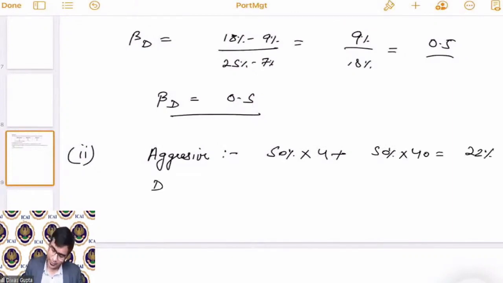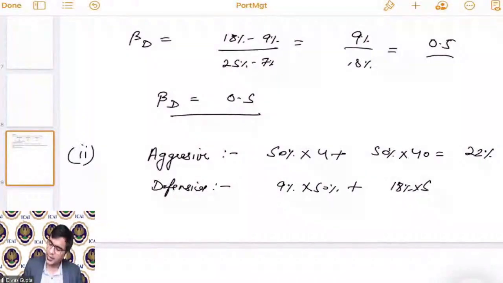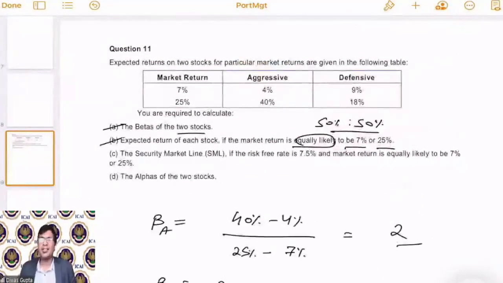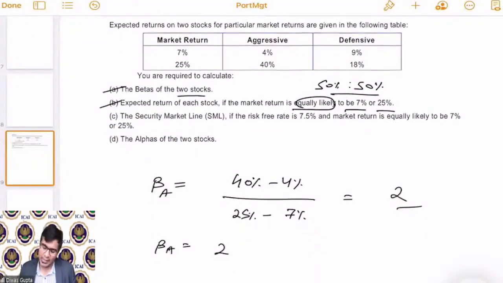Okay. The defensive will be how much? 9% into 50% plus 18% into 50%. Correct. So this is 13.5%. This is nothing but the simple average, 4 plus 40 divided by 2, you can also do, or 50-50%, because equally likely has been given.